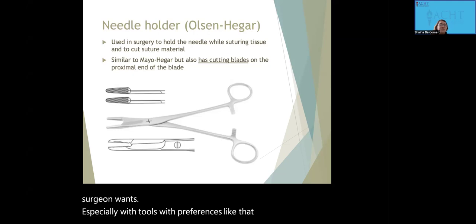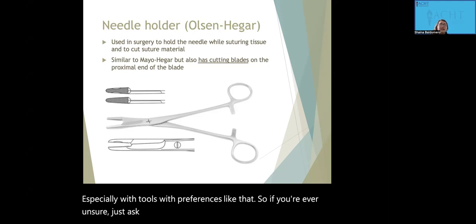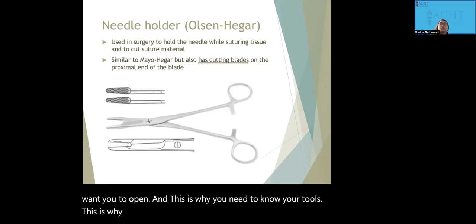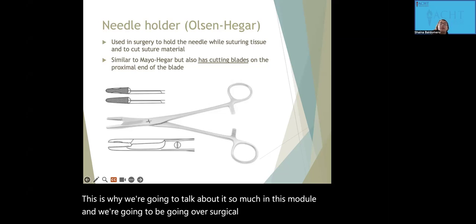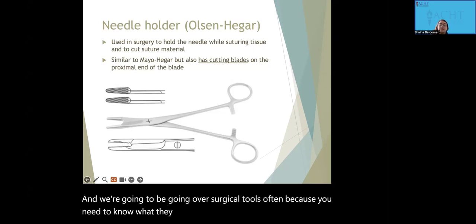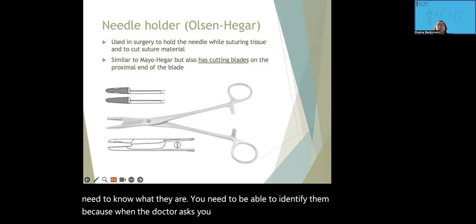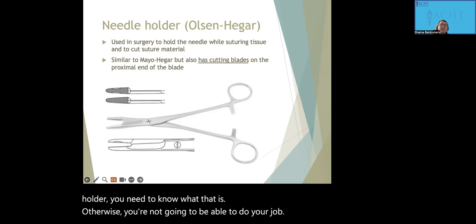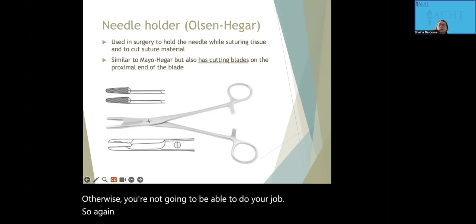So if you're ever unsure, just ask, and they will let you know exactly what tool they want you to open. And this is why you need to know your tools. This is why we're going to talk about it so much in this module. We're going to be going over surgical tools often because you need to know what they are. You need to be able to identify them because when the doctor asks you to open up an Olsen Hager needle holder, you need to know what that is. Otherwise, you're not going to be able to do your job. So again, download this PowerPoint. It's going to be really helpful for you later.